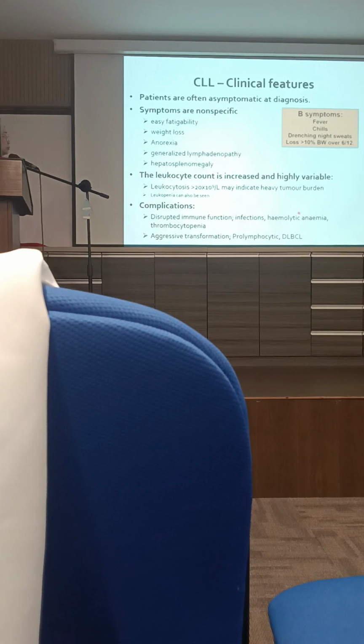The leukocyte count, meaning the white cell count, is usually very high, and this may indicate heavy tumor burden. They may come to you not with this, but already with complications: frequent bouts of infections. They may come with anemia, and on lab reports there is evidence of hemolytic anemia, and thrombocytopenia.